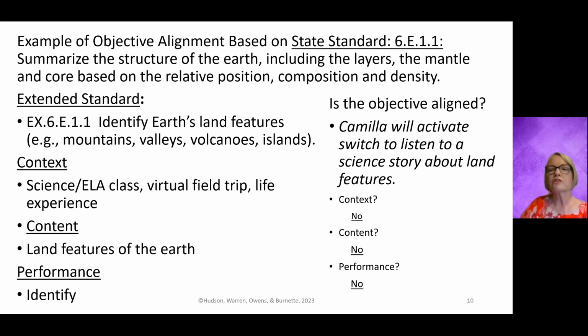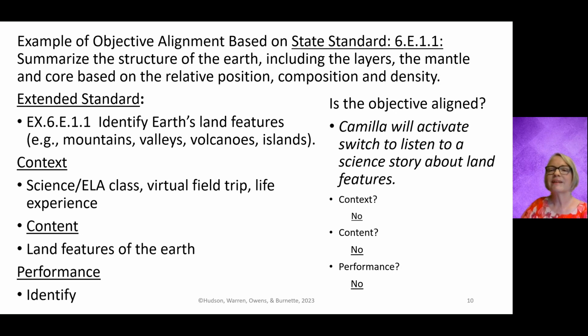First, we have the grade level general education state standard. This one is from the 6th grade, and it describes what students should know and be able to do by the end of the 6th grade. This particular standard says that they will summarize the structure of the earth, including the layers, the mantle, and core, based on the relative position, composition, and density.